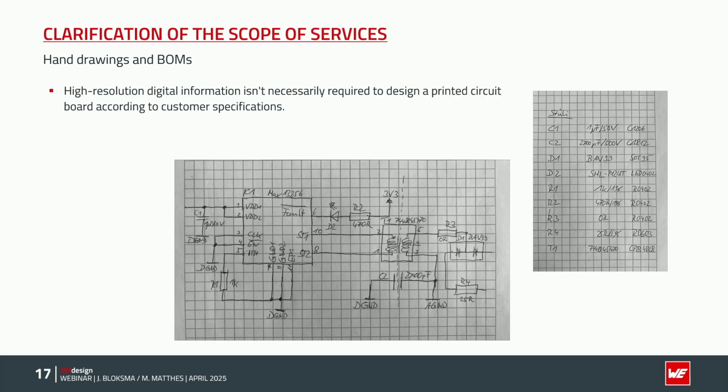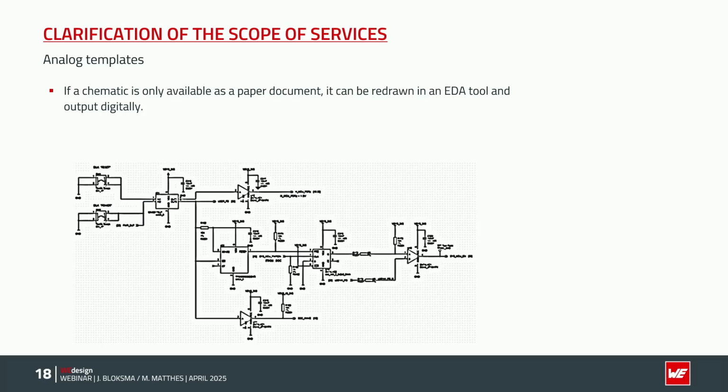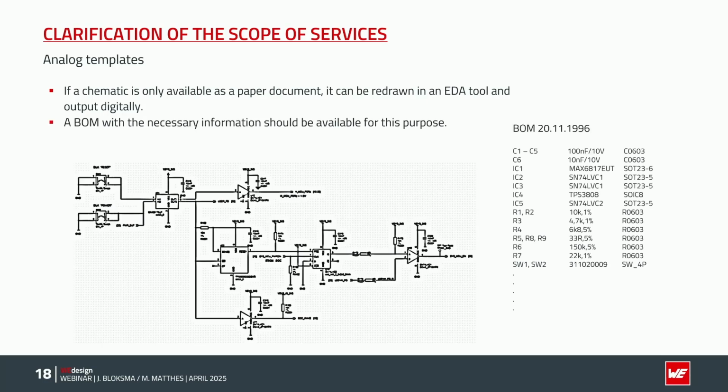What we can also do: you can deliver hand drawings or hand sketches to start from, and then we redraw the schematic in the tool you choose, Altium, Cadence, or other tools. But we also need the bill of materials for this. We need to know which components are, or should be, mounted on the PCB. Another possibility is that you deliver an old, sometimes copied or redrawn document. We can also redraw it, have a digital version of it, and deliver that at the end.